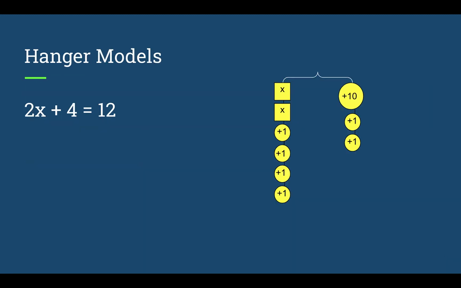So we're going to use what are called hanger models. These are our pictorial models because they show us a picture of what's happening in the equation. Here we have a hanger. On one side of the equal sign, we have 2x plus 4. So if we look here, we have 2 x's and we have 4, shown by 4 plus 1s of circles. The equal sign means that it's balanced. And on the other side, we have 12. So I have 10 and then 2 more. Right now it is balanced. We have 2x plus 4 on one side. That is equal to, it's balanced with 12.